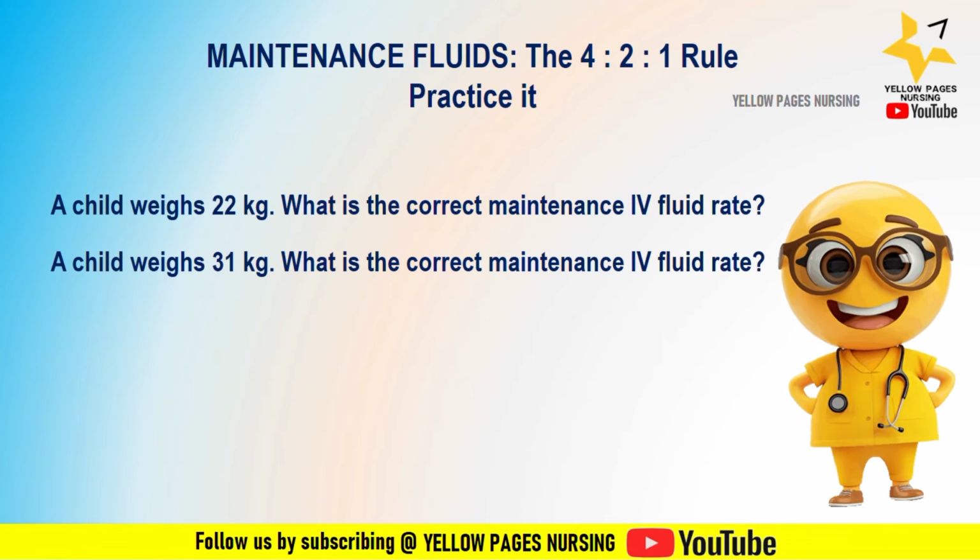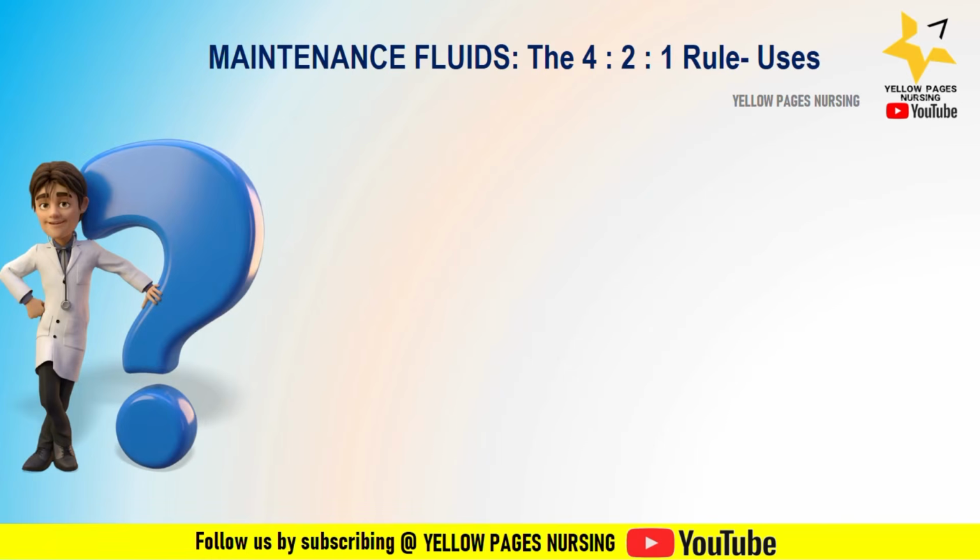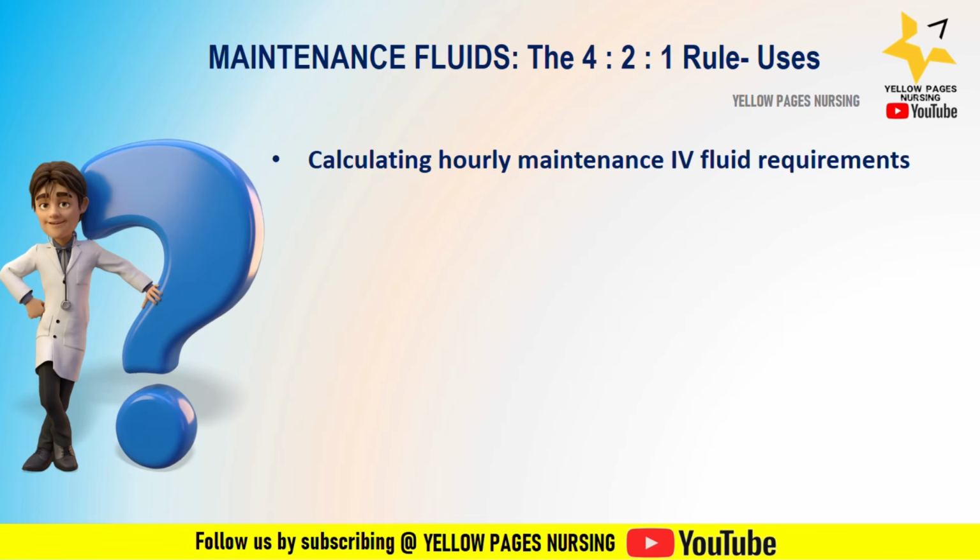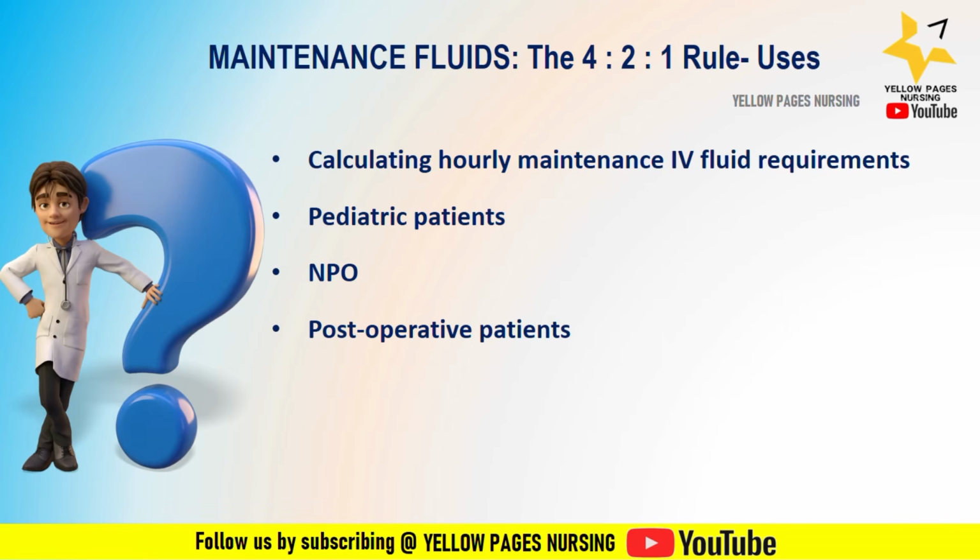Next comes the uses of the 4-2-1 rule. It is used for calculating hourly maintenance IV fluid requirements. It is most commonly used for pediatric patients. It is also used for hospitalized patients who are NPO. It is used for postoperative patients needing maintenance fluids, also for patients who are unable to take adequate oral fluids.